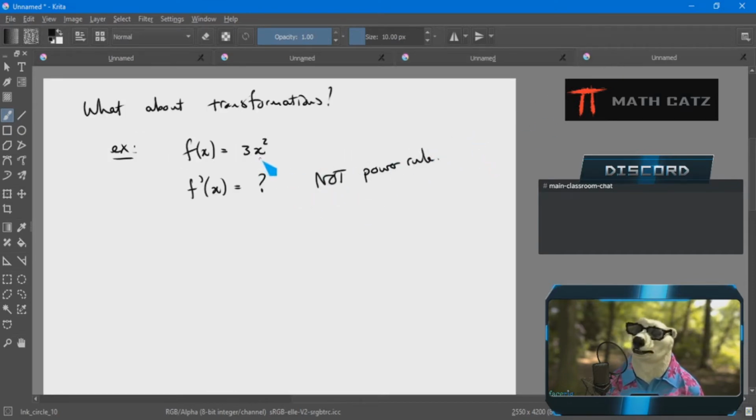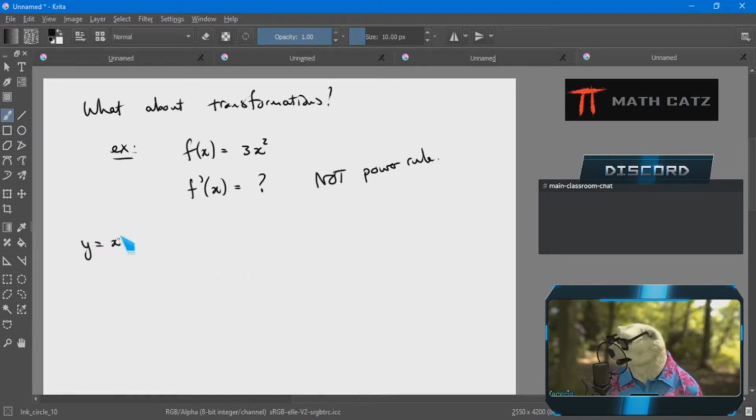Yes, this function that I have here is very similar. It's certainly related. It's a transformation of x squared. It's not x squared. The power rule is not immediately applicable. However, it's also not far off.